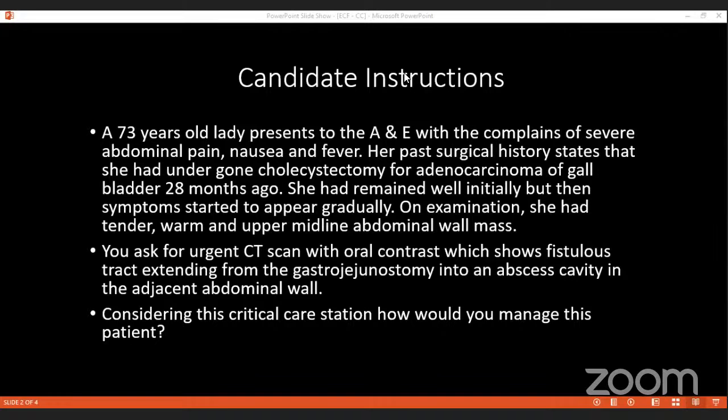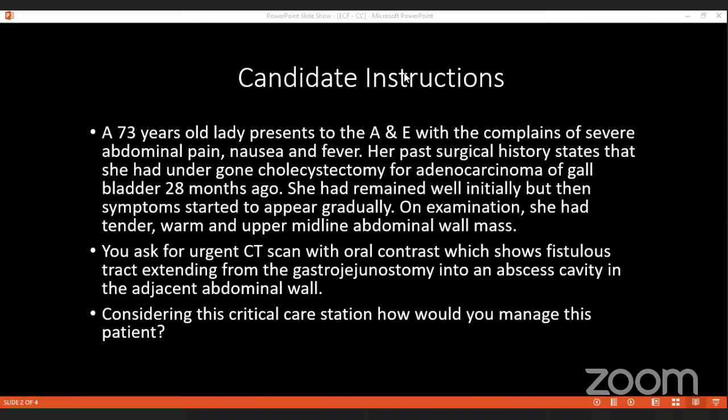Then breathing assessment by inspection for chest symmetry and counting the respiratory rate, then palpation for whether the trachea is central or not, and then percussion and auscultation to exclude any abnormality.